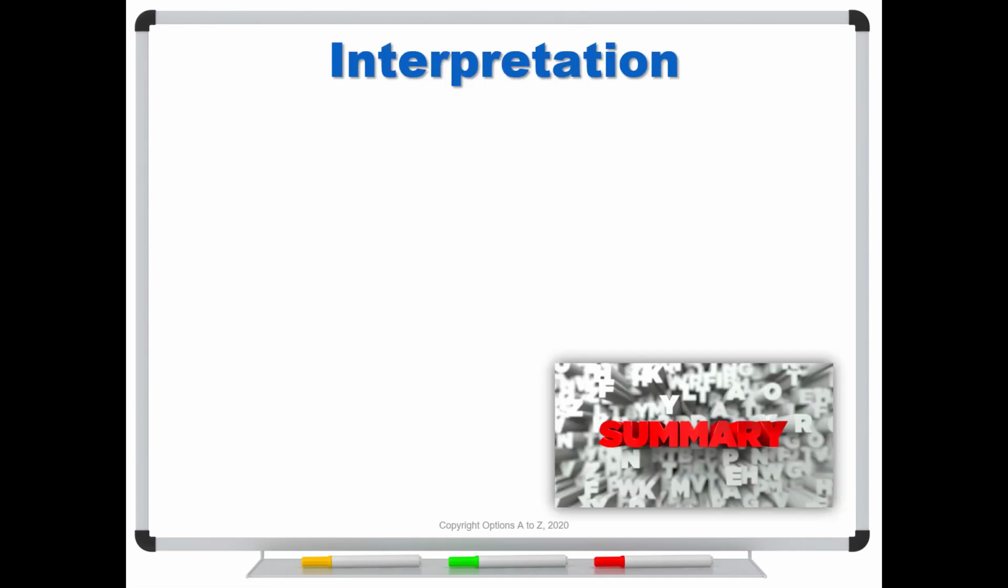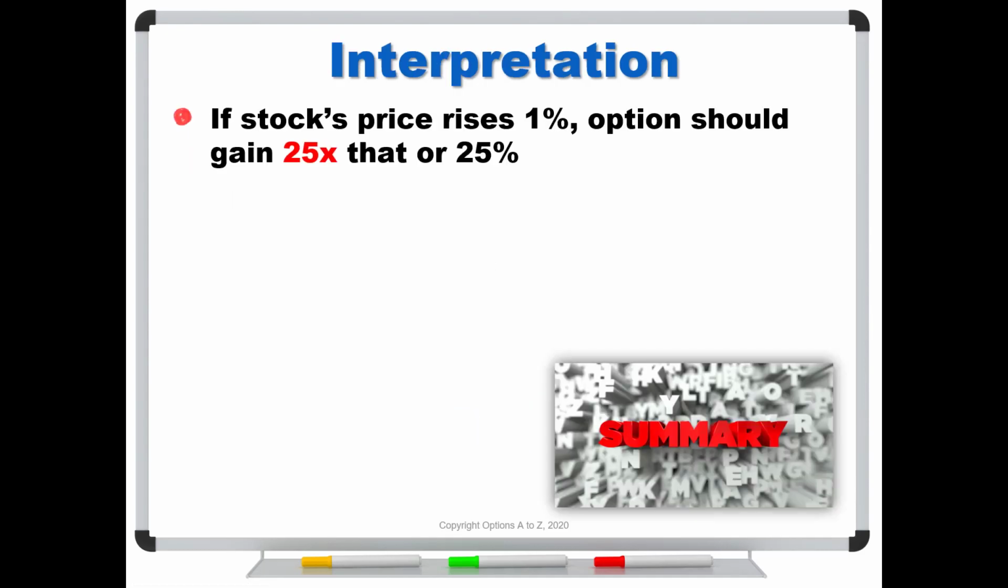Well, what we're saying is that if the stock's price rises 1%, the option should gain 25 times that amount, or 25%. So let's try it. Let's say the stock rises from 100 to 101. That's a 1% increase. But remember, you don't keep that entire dollar.